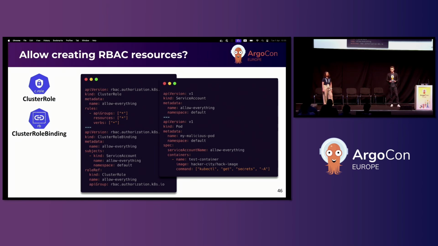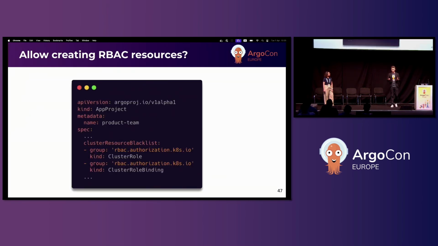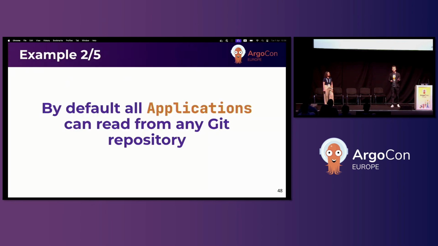That seems a bit scary. And hopefully none of your developers actually wants to do this, but if they want to, they can. And luckily, this is fairly easy to prevent, and that is simply that as part of our new app project, we create a field called cluster resource blacklist, where we start blacklisting these resources. Because if they don't need these resources, you should consider taking them away. As you can see, this is very easy to do, and it greatly improves the security of your Argo CD installation. Let's take another example.